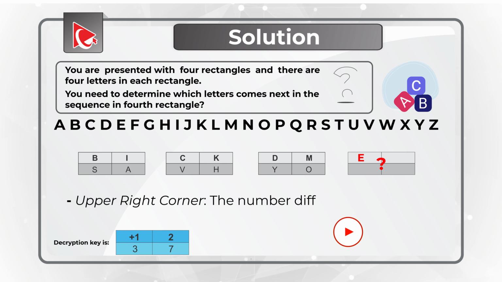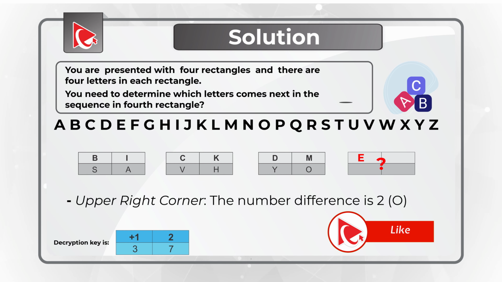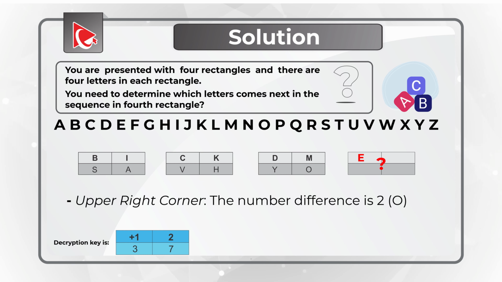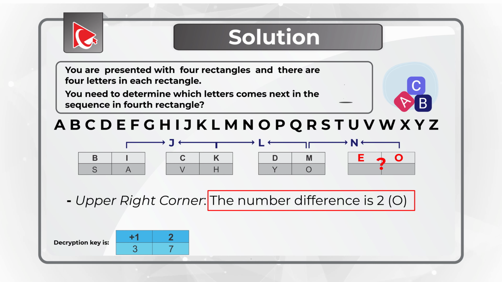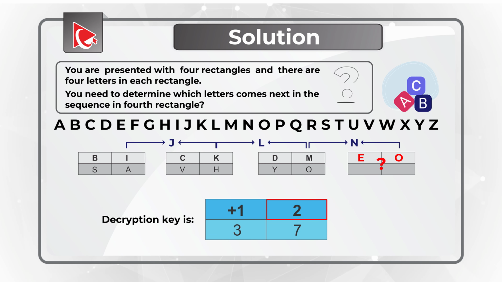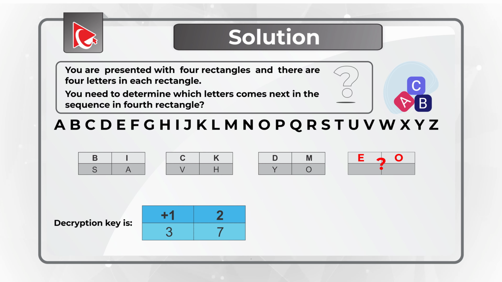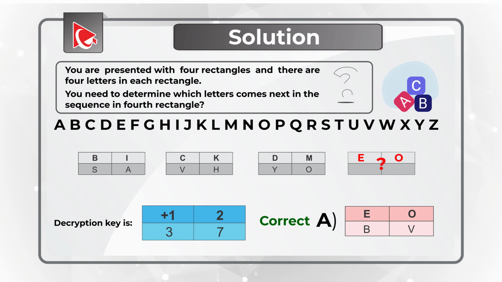Now let's look at the upper right corner of the rectangles. And then you see that in the main sequence, the letters are I, K, and M. And if you know English alphabet, H, I, J, which is missing, K, L, next is M, and O, which means that the increment is 2, which matches the second number in our decryption key. If we look at the answer, we already know that the correct choice here is choice A, because the upper row letters are E and O only in this choice.